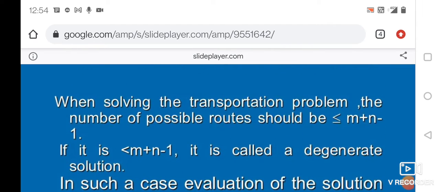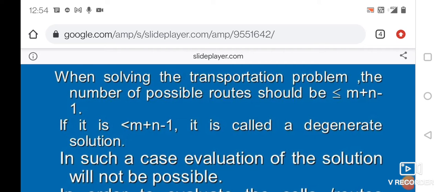When solving the transportation problem, the number of possible routes should be less than or equal to m plus n minus 1. If it is less than m plus n minus 1, it is called a degenerate solution.